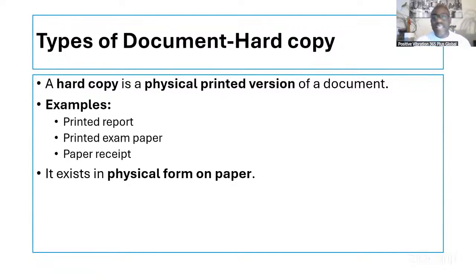All right, so the other type of document that we need to speak about is hard copy. And hard copy just means it is physical. It means you can touch it. It is something that is tangible, something you hold in your hand. So anything that you hold in your hand is classified as hard copy. Your exam paper will be hard copy. A report, an exam paper, or a paper receipt that you receive. That is hard copy, the physical form of paper.